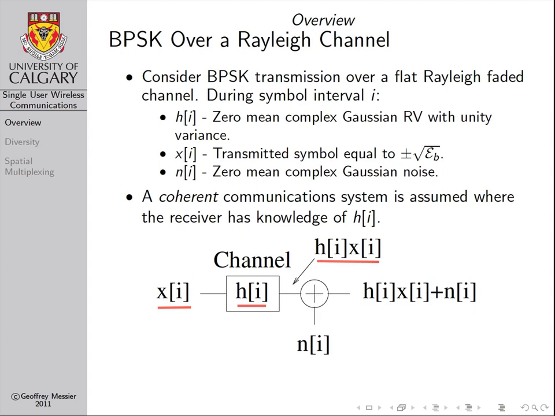channel. We then have our additive noise, and the signal that the receiver has to deal with is equal to the information symbol multiplied by the channel plus the additive noise component. Now, the next question we need to ask ourselves is how should the receiver deal with this received symbol?